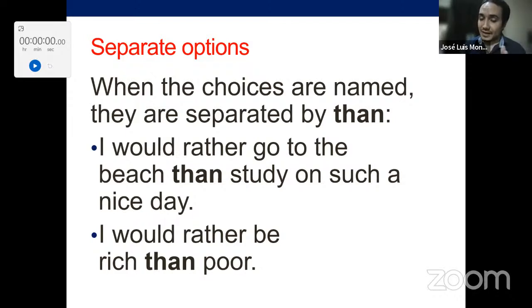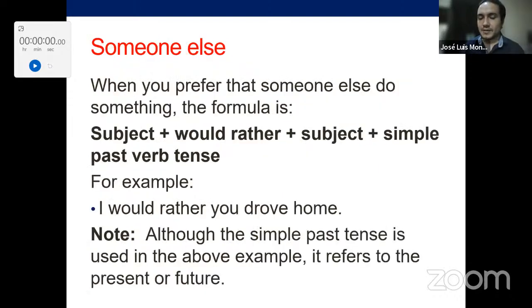But again, you can use a verb or you can use a noun, as you can see in the second example, right? I would rather be rich than poor. That's a noun. Now, this is also very interesting, right? And here you use the simple past, but it's not past, it is present, right? When you want someone, perhaps, to do something for you, but using would rather.